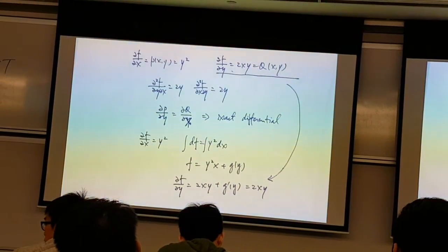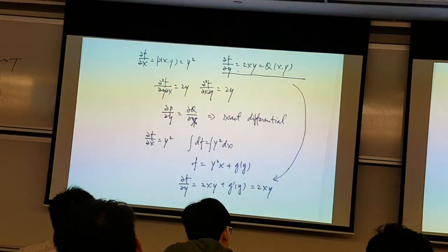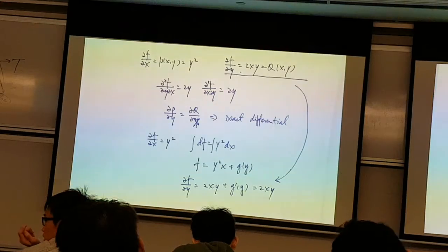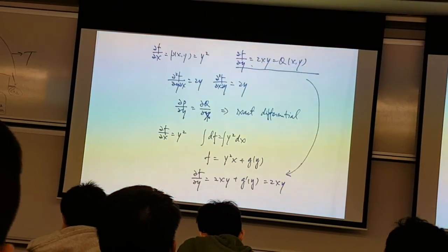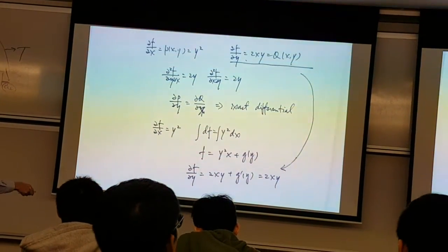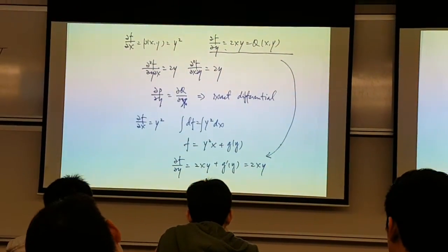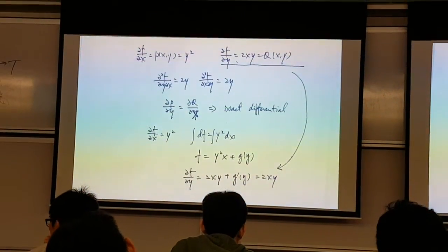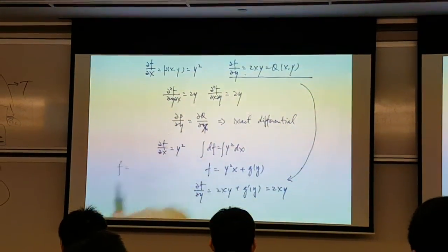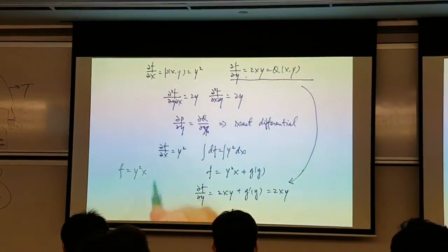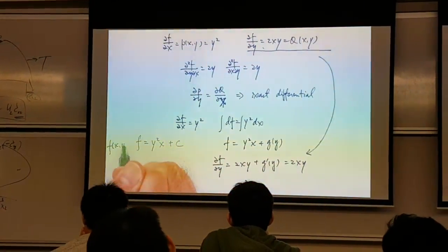So what does it imply from these two? Del f del y is equal to 2xy, and del f del y is equal to 2xy plus g prime y. So what does it imply? Your g prime y is equal to 0, because it should not exist. If g prime y is equal to 0, then g(y) is a constant. So from here, immediately we can work out the parent function. The parent function is just going to be y squared x plus a constant.